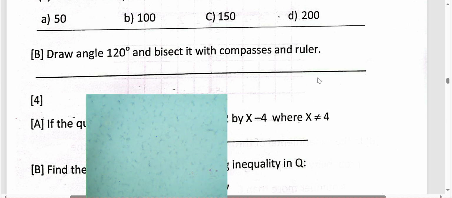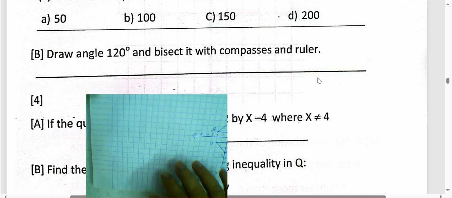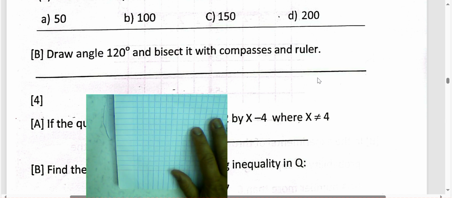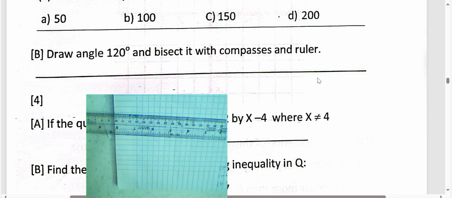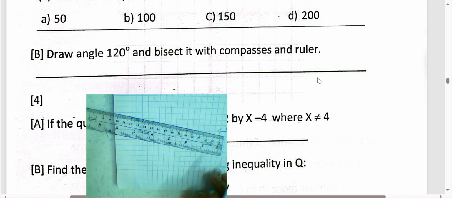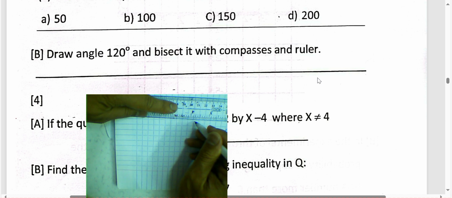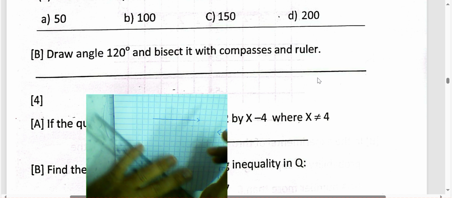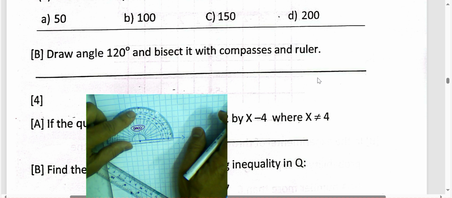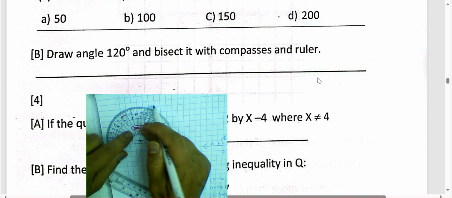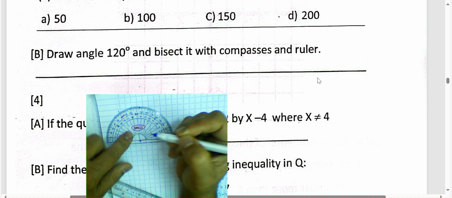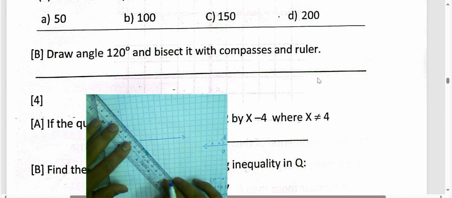Next question. Draw an angle of 120 degrees and bisect it with compass and ruler. We can use the ruler to draw the ray first, because the angle consists of two rays intersecting at one point. We call this point the vertex of the angle. Then draw it using the protractor, starting from 0 and going to 120 degrees, and draw the ray with the ruler.